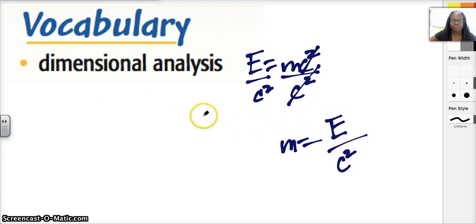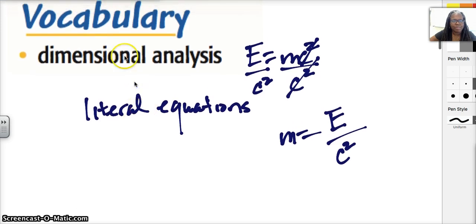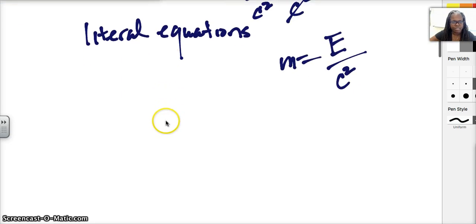Sometimes you'll see this referred to as literal equations. And so if you're searching online and looking for other tutorials about the topic we're going to talk about, it might be under the category of solving literal equations. And dimensional analysis takes on some other concepts. So I'd look here if you needed some extra help.